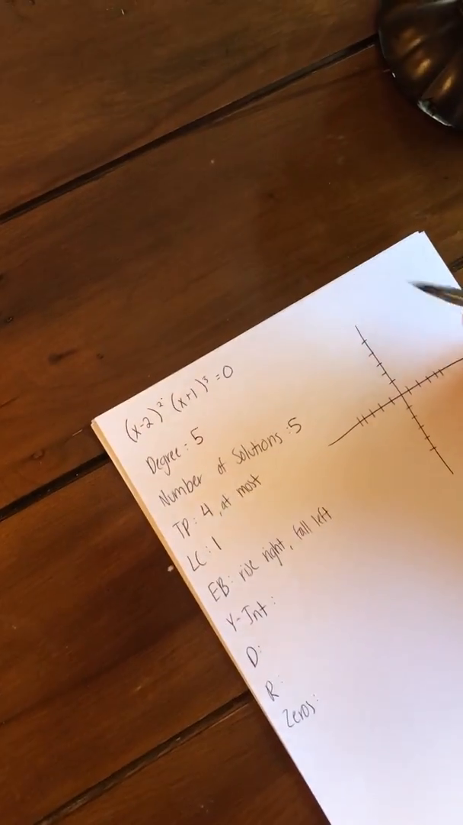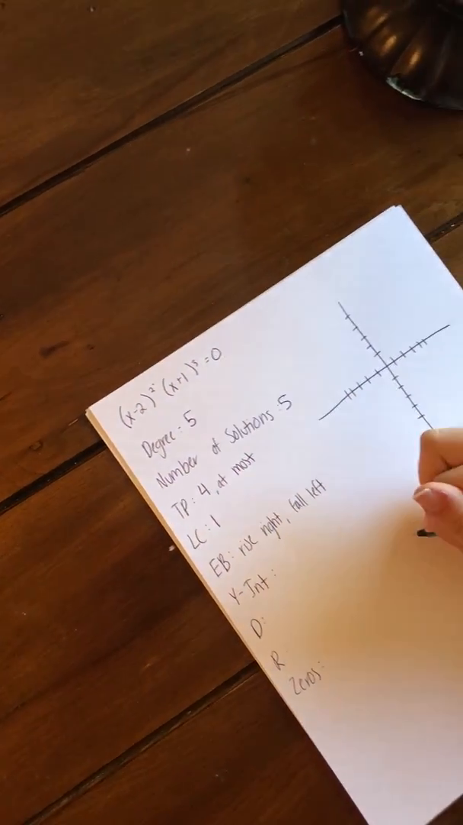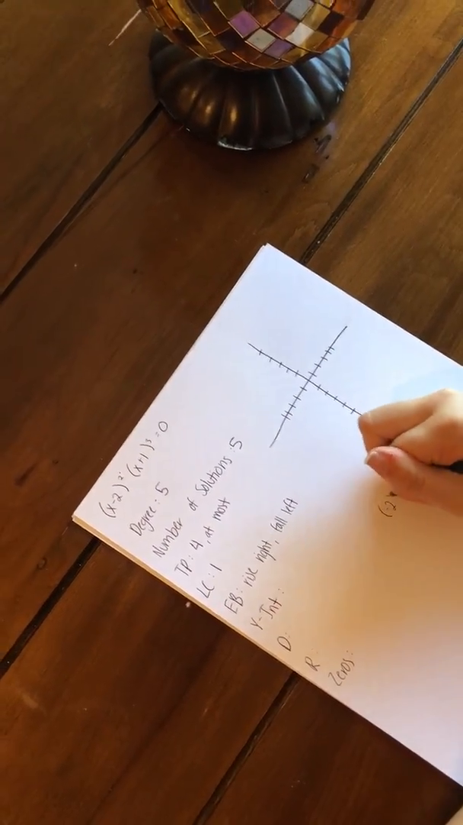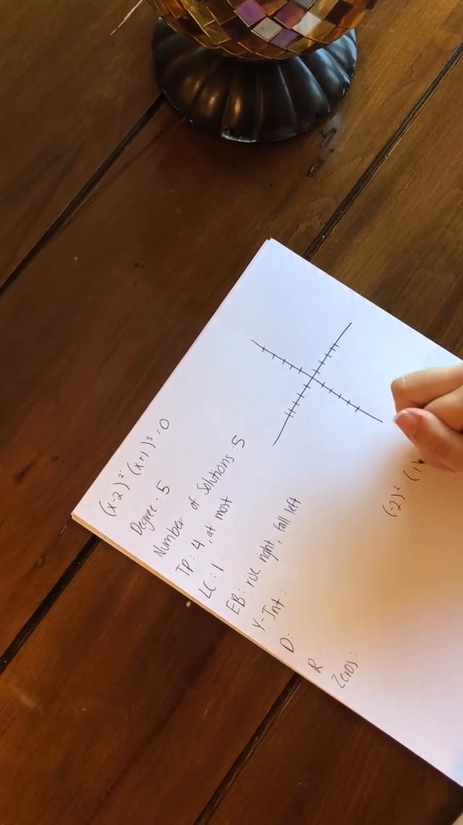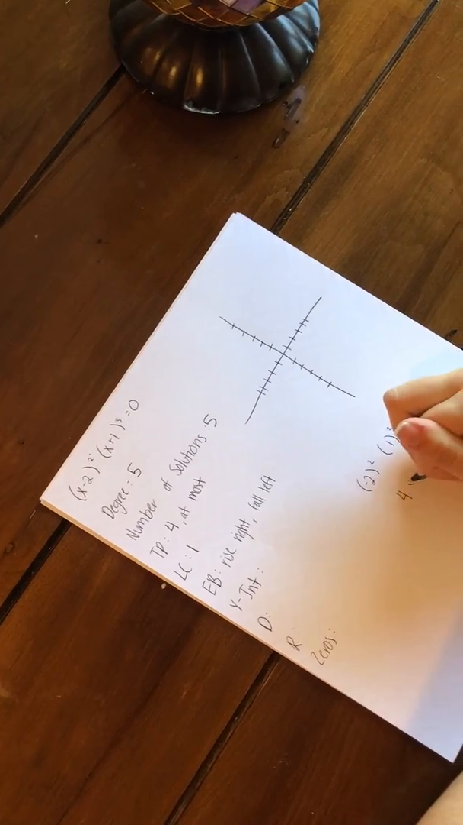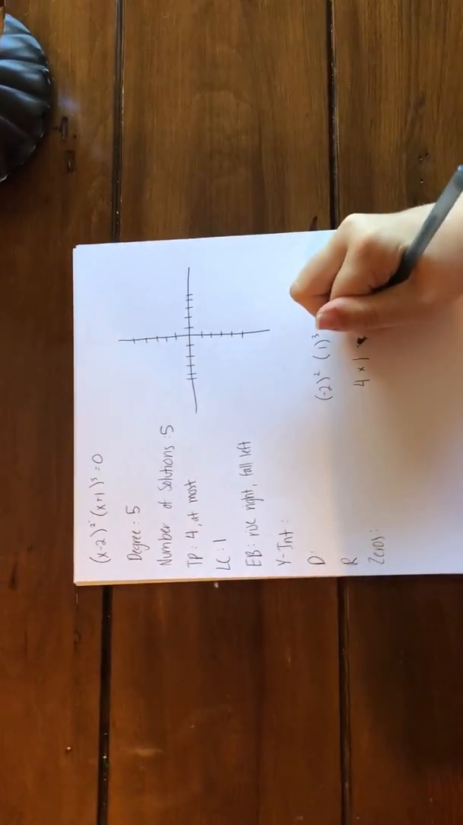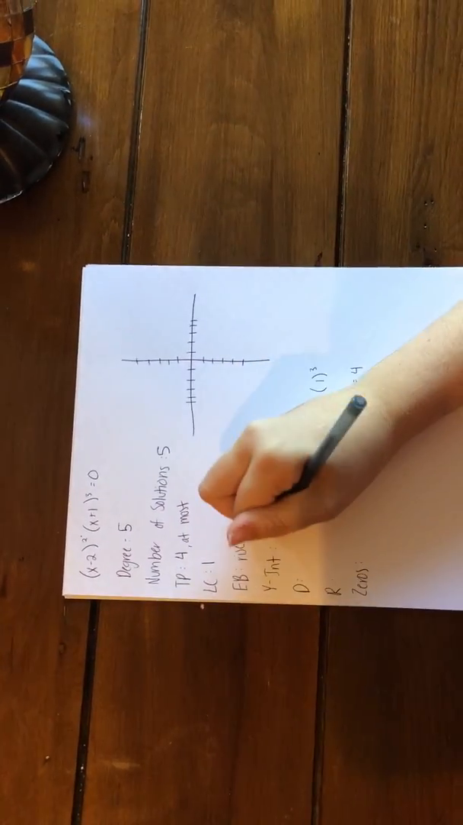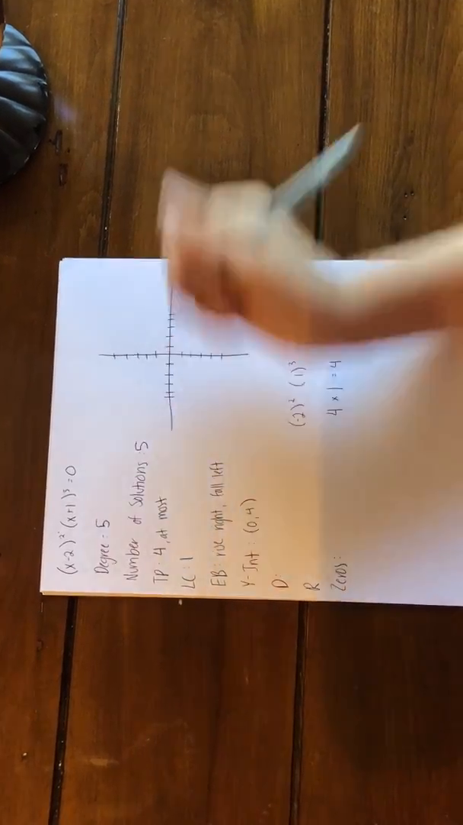To find the y-intercept, you make all the x's zeros, so (-2) squared and 1 cubed. So (-2) squared is 4, times 1 cubed is 1. So your y-intercept would be (0, 4).